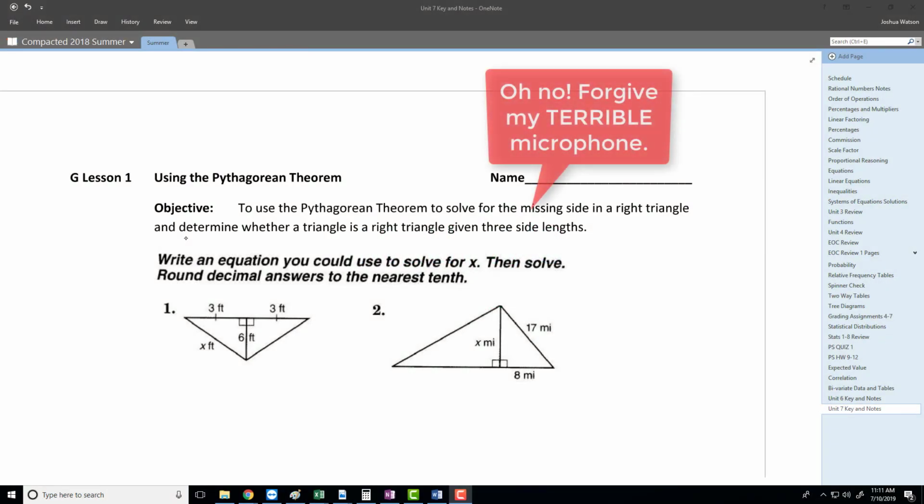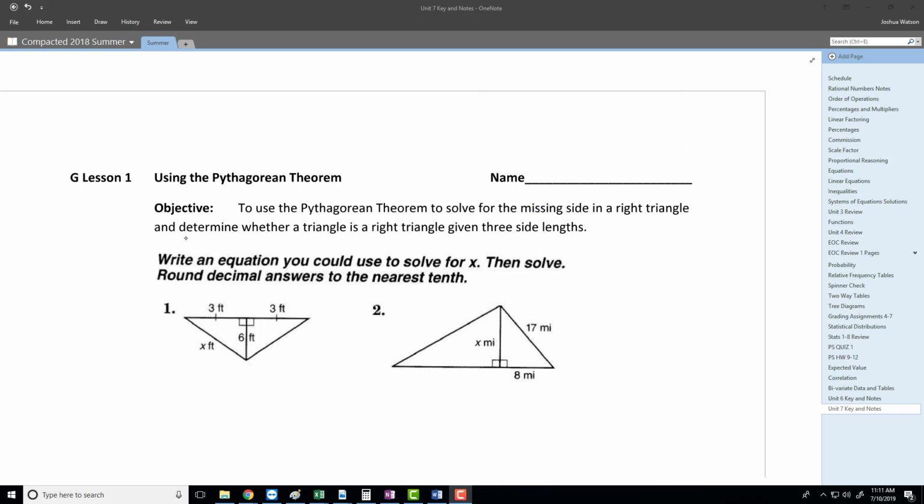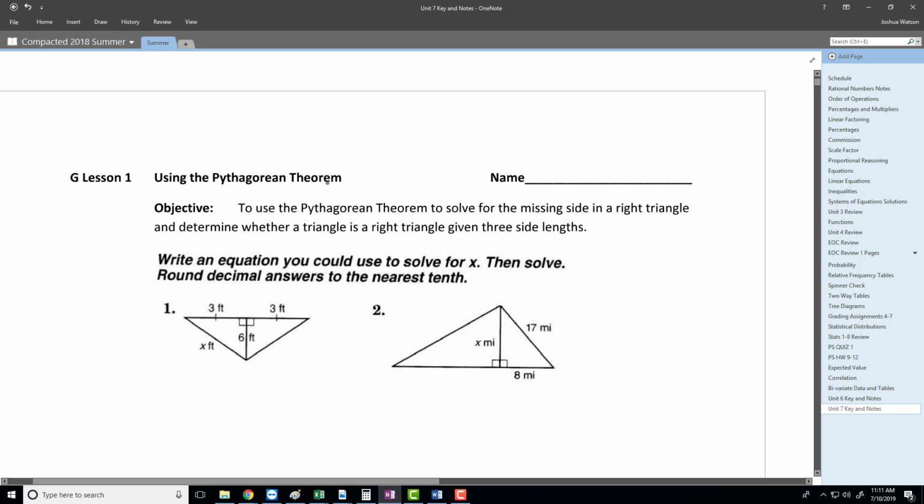Alright, this is Geometry Lesson 1, G Lesson 1 on the website, straight up G. We are talking about using the Pythagorean theorem to solve for missing sides in a right triangle and determine whether a triangle is a right triangle given three side lengths. You may or may not have seen the Pythagorean theorem before.